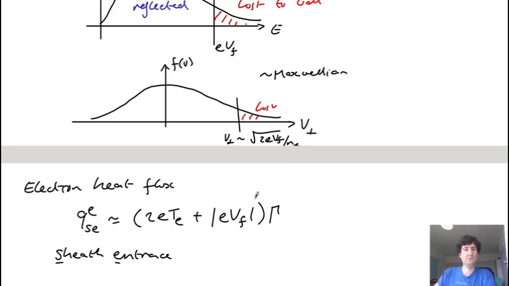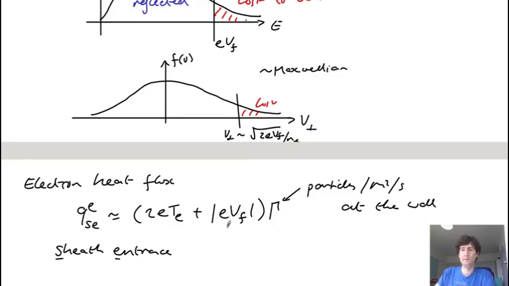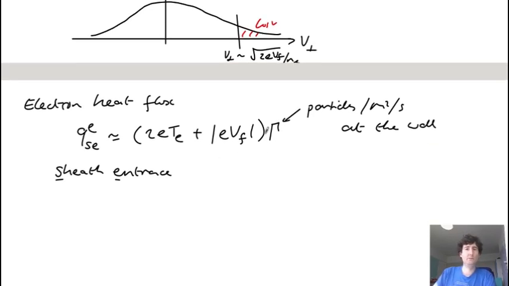The majority of the electrons are reflected, and so in terms of the flux gamma, this is like particles per meter squared per second arriving at the wall. So there are lots of electrons arriving at the sheath entrance, but most of them are reflected, and so the ones arriving at the wall is this gamma, because this is also the number of ions arriving at the wall. Okay, so this approximation here.